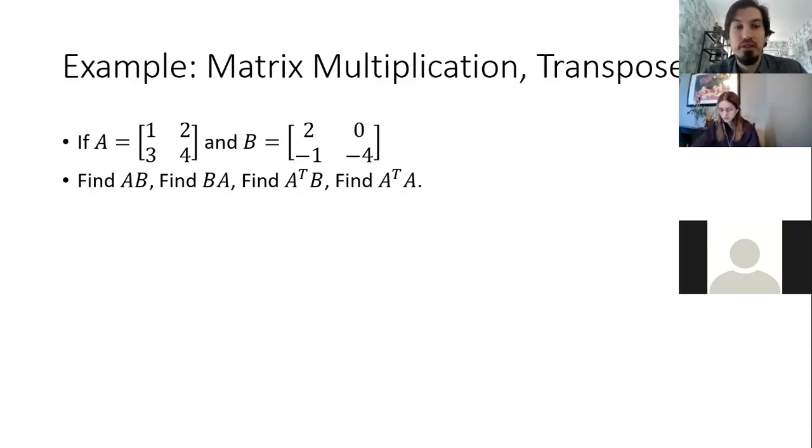Upper right, what would you get? Well, now you still have that first row of A, 1 and 2, but now you have the second column of B, which is 0, negative 4. So 1 times 0, 2 times negative 4. Add those together. That's your answer for the upper right number. Then do it for the bottom left number, do it for the bottom right number, and then you're done.